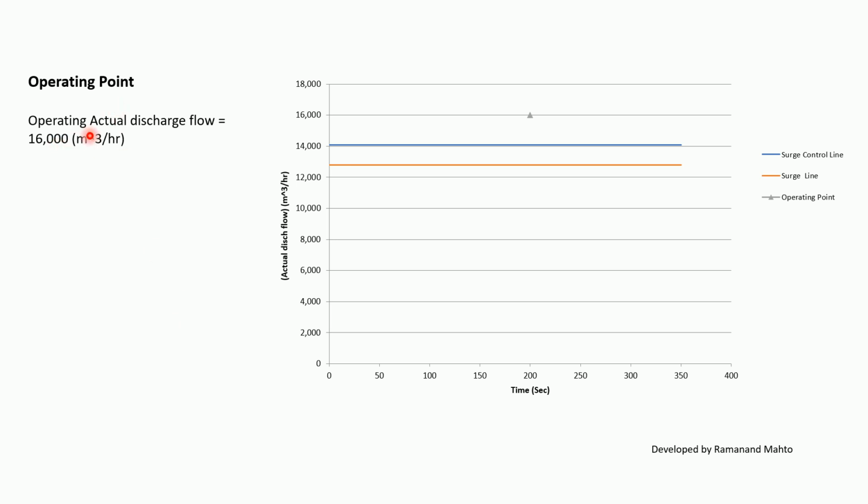Operating point: the operating actual discharge flow is 16,000 meter cube per hour. Let's say this is above, so it is safe because it is above the surge control line.